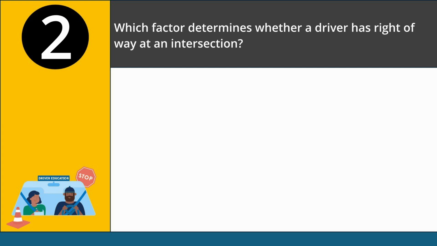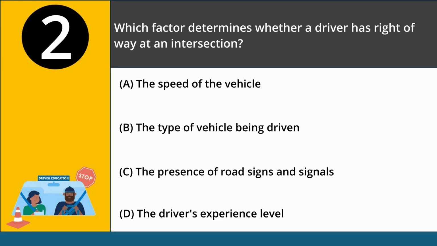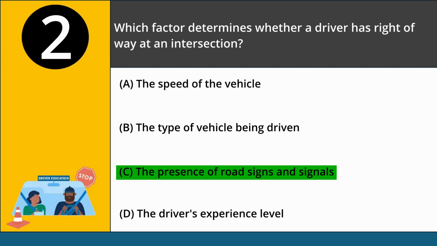Which factor determines whether a driver has right-of-way at an intersection? A. The speed of the vehicle. B. The type of vehicle being driven. C. The presence of road signs and signals. D. The driver's experience level. Answer: C. Traffic rules dictate right-of-way based on road signs, signals, and lane discipline.